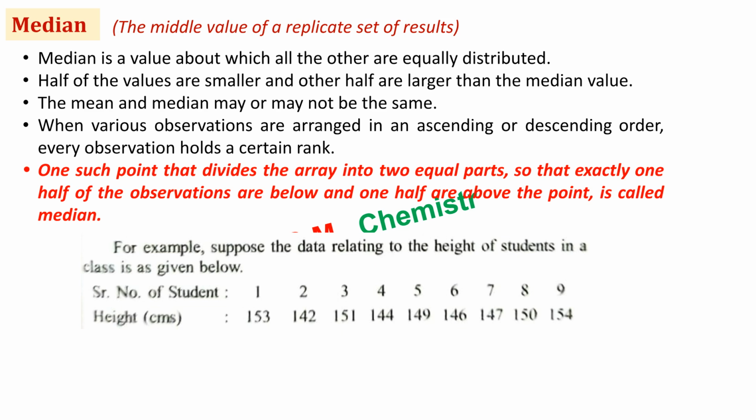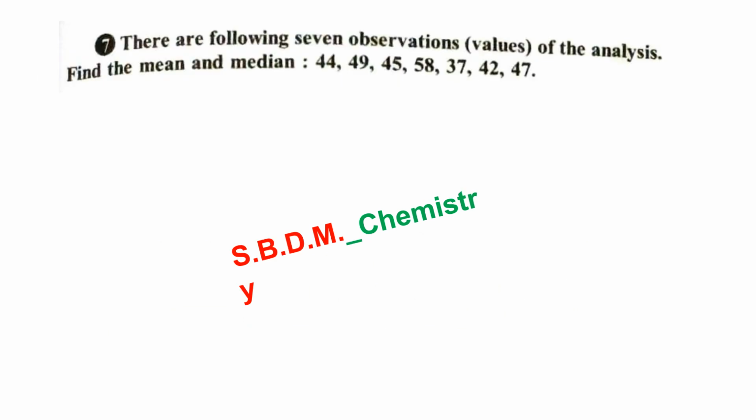Median is the middle value of a replicate set of results, about which all other values are equally distributed. When observations are arranged in order, the median divides the array into two equal parts. The mean and median may or may not be the same. This slide is for visual content related to mean and median, perhaps showing a numerical example or diagram.